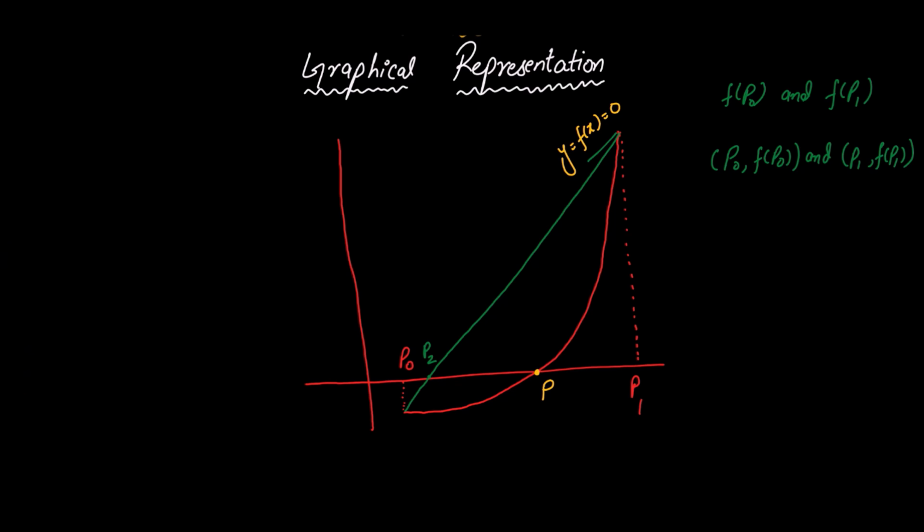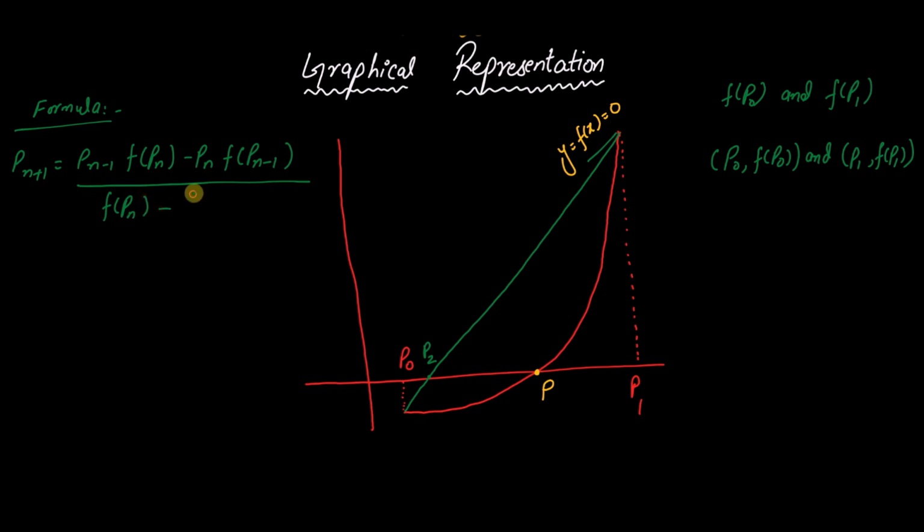So the generic formula used for the secant method is P n plus 1 equals P n minus f of P n times (P n minus P n minus 1), divided by f of P n minus f of P n minus 1.